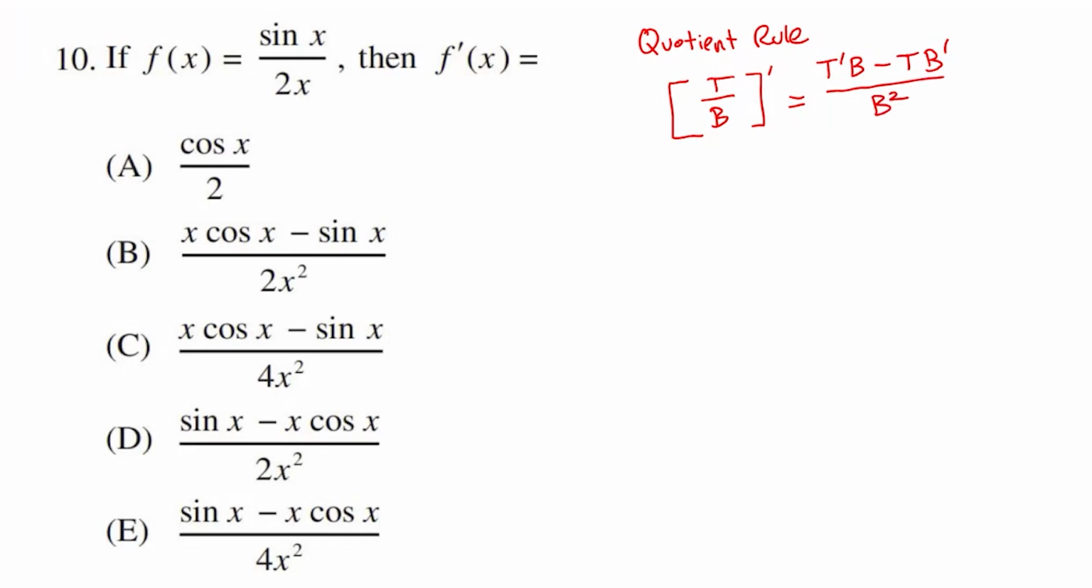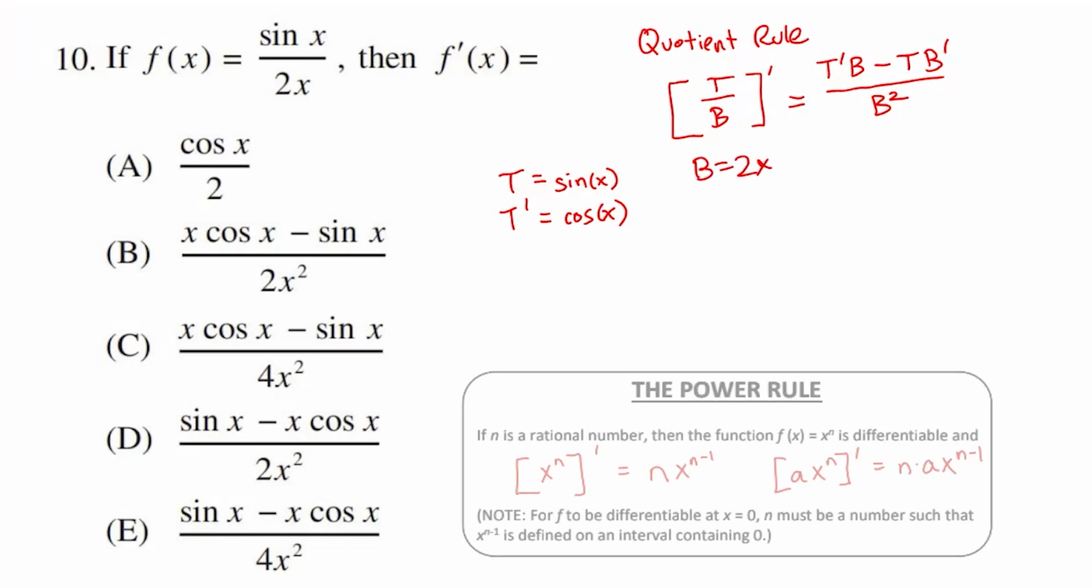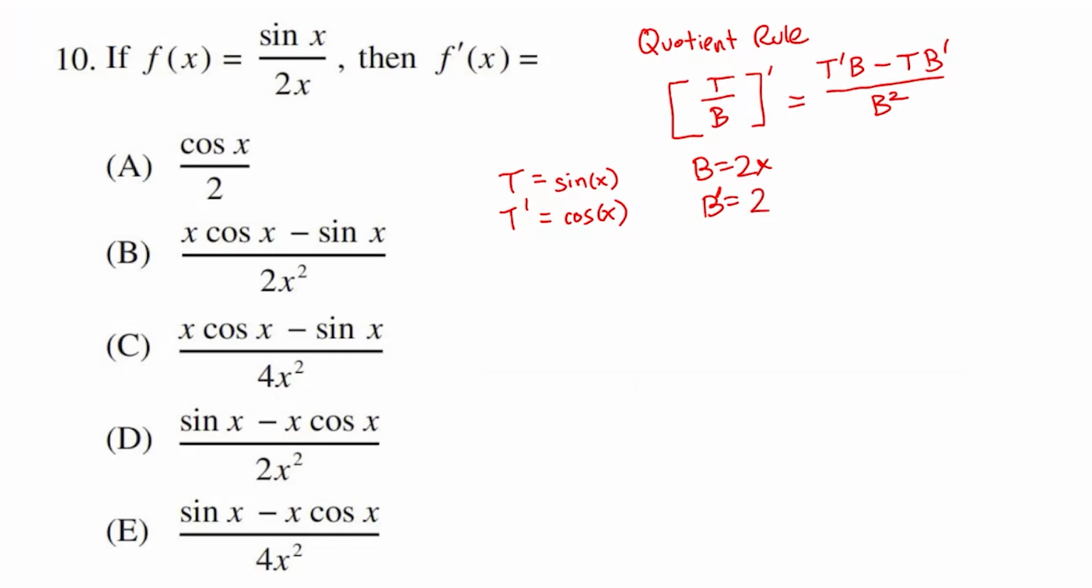Let's go back to f of x and identify what's the top, what's the bottom, and what the derivatives of those are. The top, in our case, is sine x. The derivative of sine x is one of those that you should just have memorized. It's cosine x. We're not going to get into the proof in this video. The bottom here is 2x, and you can use the power rule to find the derivative of that, which is just 2. And we also need to find b squared. Okay, b squared is going to be (2x) squared, in other words, 2x times 2x, so that would be 4x squared.